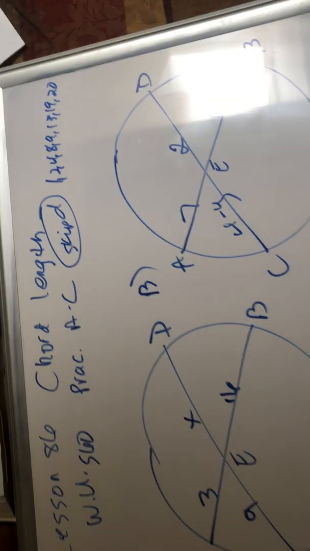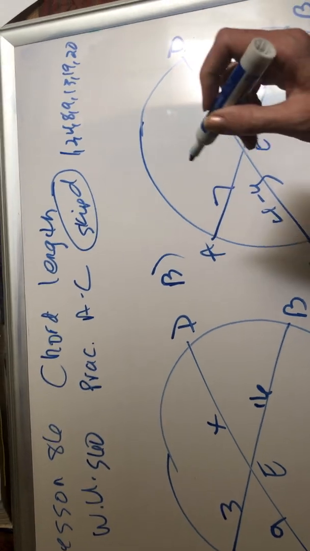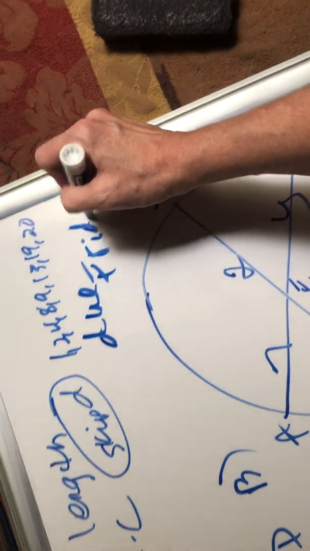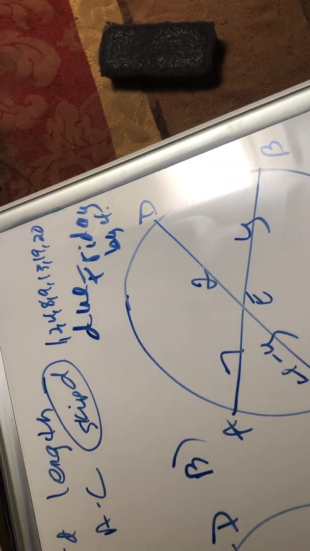Okay, so everything else is good. This is due, sorry, I didn't put when it's due. This is due Friday by 4. Friday by 4. Okay, there you go.